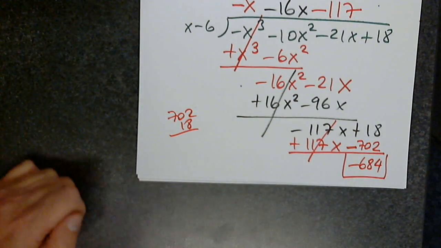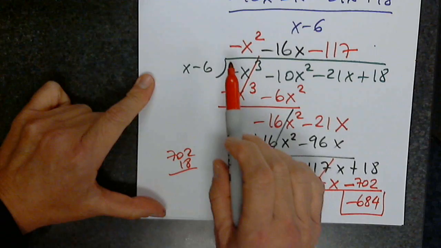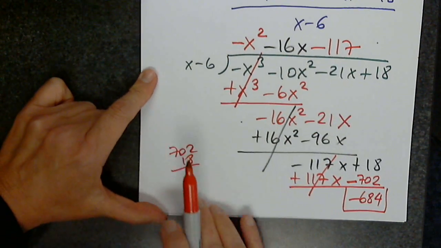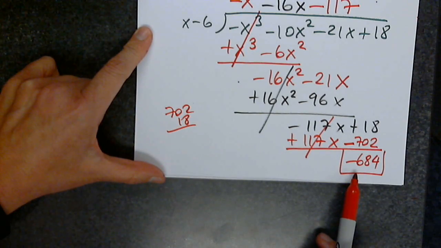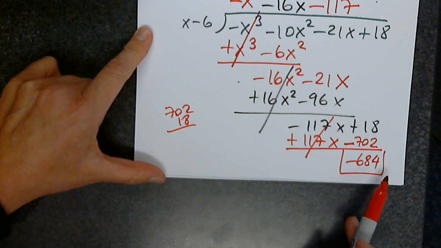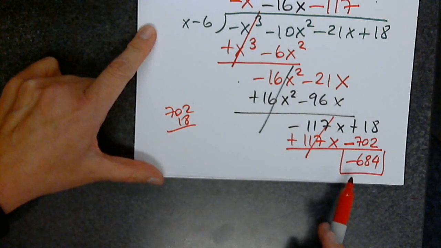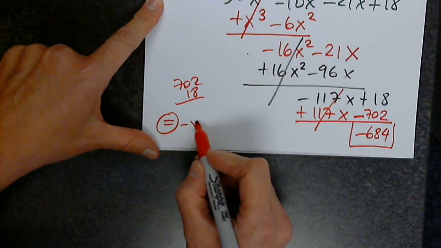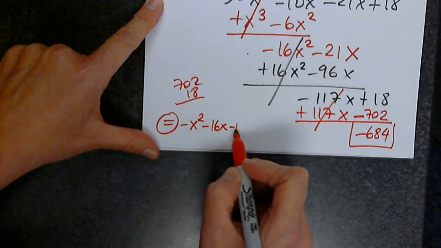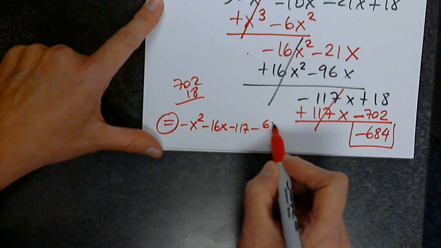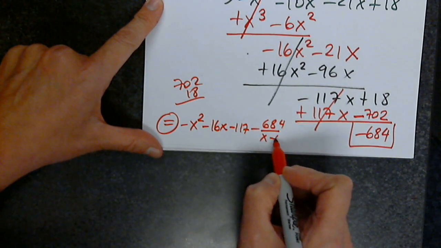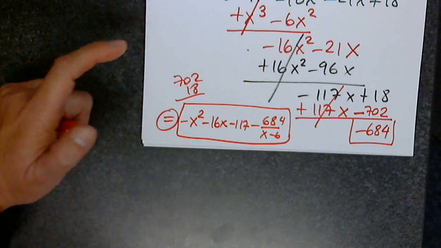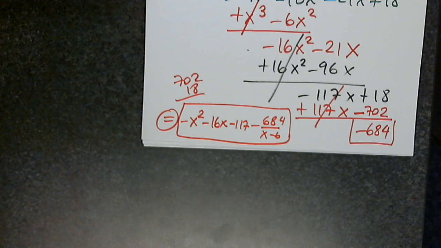So what is the answer? Negative x squared minus 16x minus 117 minus 684 over x minus 6. So here's the answer right here: negative x squared minus 16x minus 117 minus 684 over x minus 6. Any questions?